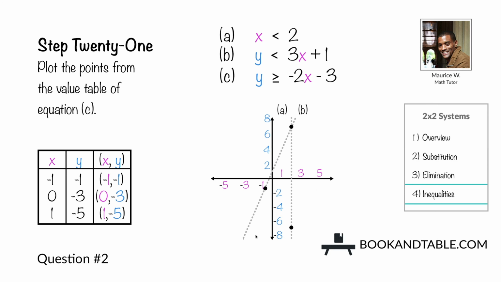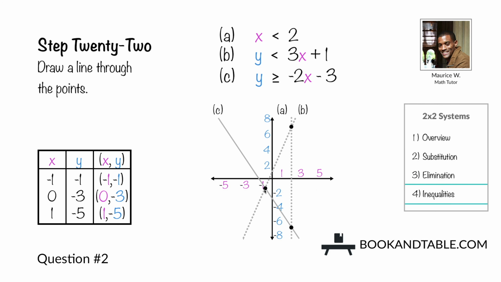And now, step 21, plot the points from the value table of equation C. So the first point is negative 1, negative 1. The second point is 0, negative 3. And the third point is 1, negative 5. And now we have the 3 points that will allow us to sketch C. So step 22, draw a line through the points.